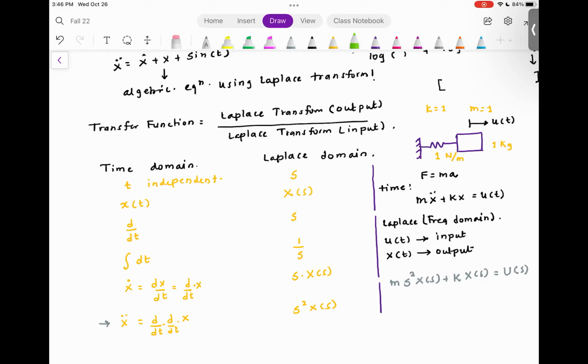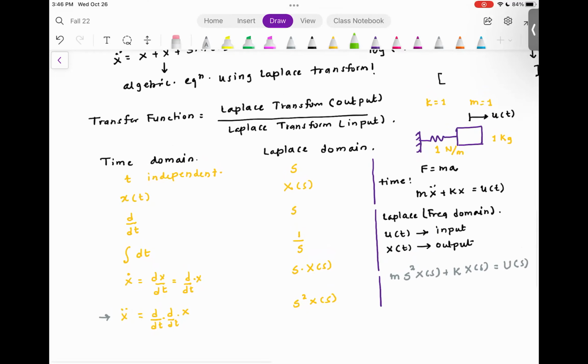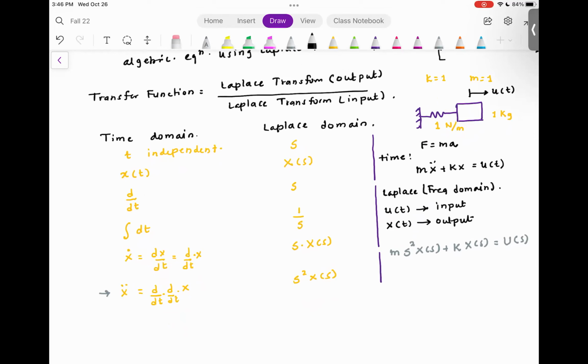Are you with me so far? So what it means is my differential equation is now converted into an algebraic equation. Solving that, again, if you take the inverse Laplace transform, you would get the solution. But that is not the purpose here.